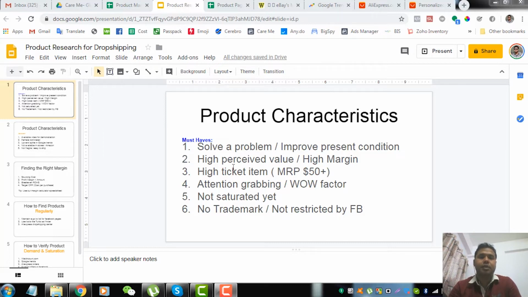I suggest that when you look at these products, remember all these 6 points and try to relate those products with these characteristics. Now moving on to the next characteristics, which are nice to have.